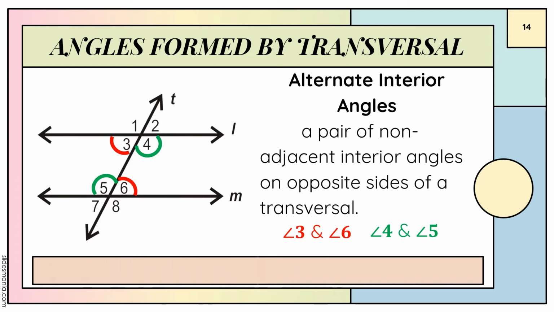Let's have the next. And wait, always remember that alternate interior angles are always congruent. So the measurement of angle 3 and angle 6 are the same. Same is true with angle 4 and angle 5.